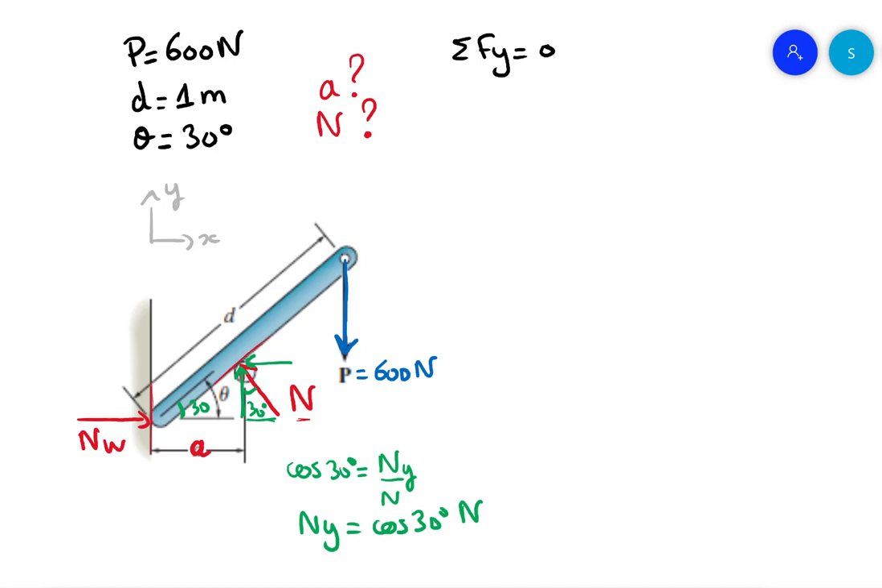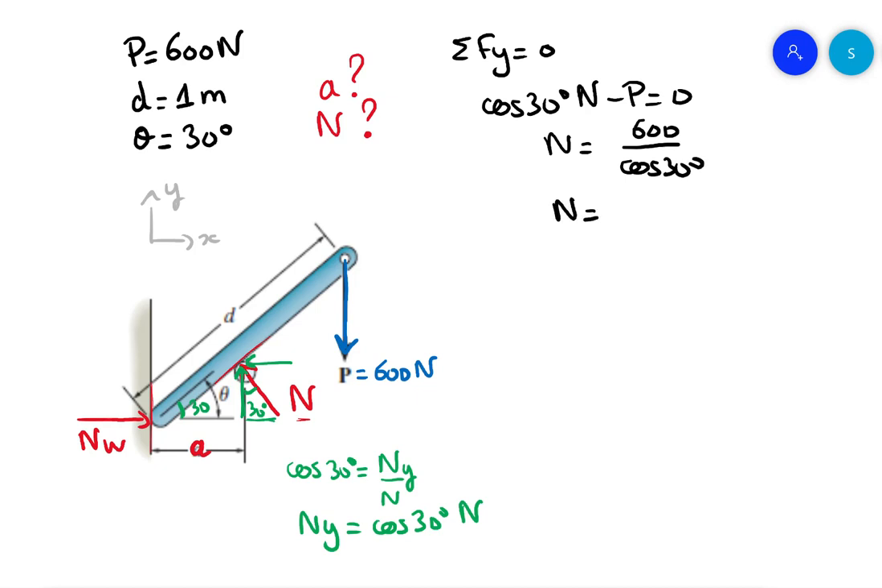Okay, so let's do the sum of the forces on Y equals 0. We have cosine 30 times N minus P equals 0. So we get N equal to P, this 600, divided by cosine 30. We get N equal to 692.8, so 693 Newton for N.